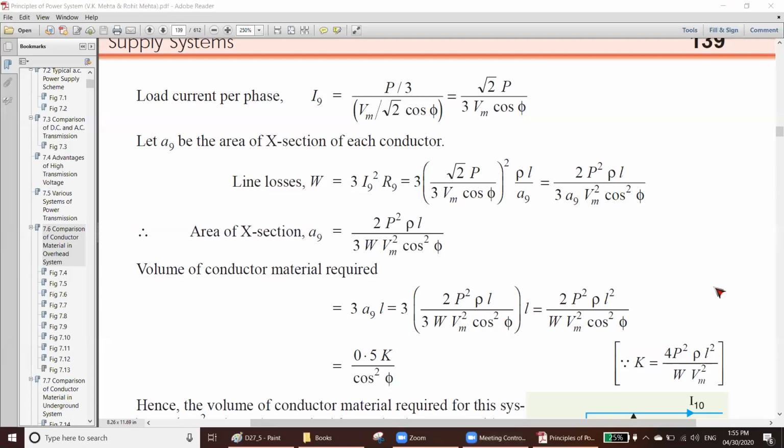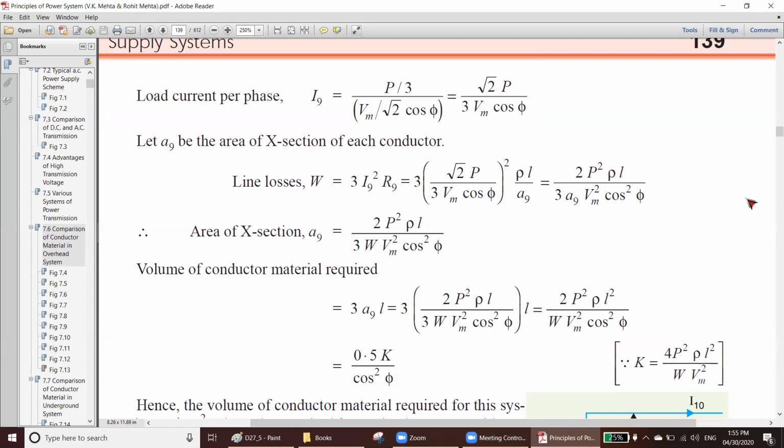Now, line loss is 2 P square rho L divided by 3 A9 Vm square cos square phi. Now, exchange the places of A9 and W. Exchange the places. So the area of cross section A9 is equal to 2 P square rho L divided by 3 W Vm square cos square phi.